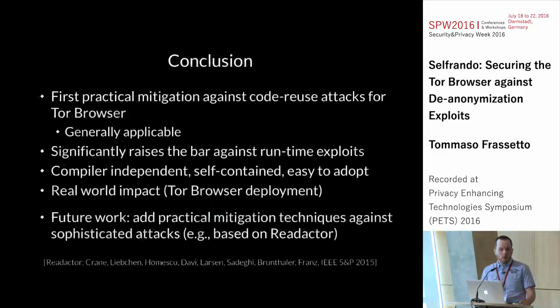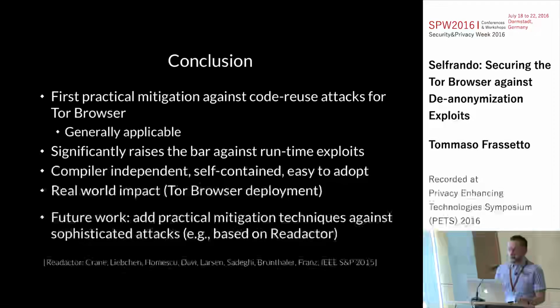So, to conclude, we have presented the first practical mitigation against runtime exploits for Tor browser, but it's still generally applicable to other programs as well. Selfrando significantly raises the bar against runtime exploits. It is compiler independent, self-contained, and easy to adopt for both users and developers, and it has real-world impact since it is in the process of being deployed by Tor browser.